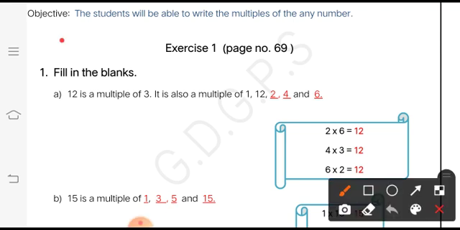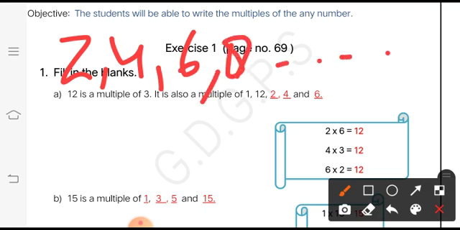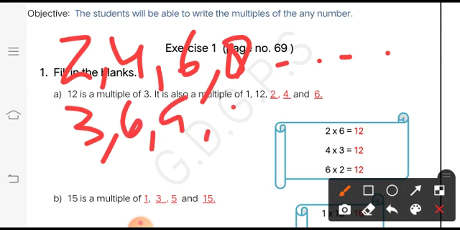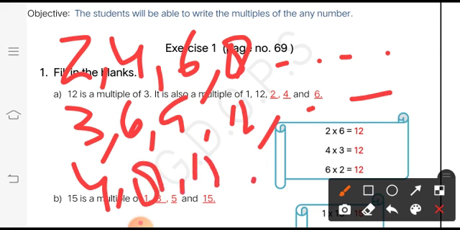For example, for 2 we have 2, 4, 6, 8, 10, 12, and so on. For 3 we have 3, 6, 9, 12, and so on. For 4 we have 4, 8, 12, 16, and so on. So all the numbers that exist in the multiplication table of a number are called its multiples. This was discussed earlier, and we also discussed its facts and properties: every number is a multiple of itself.